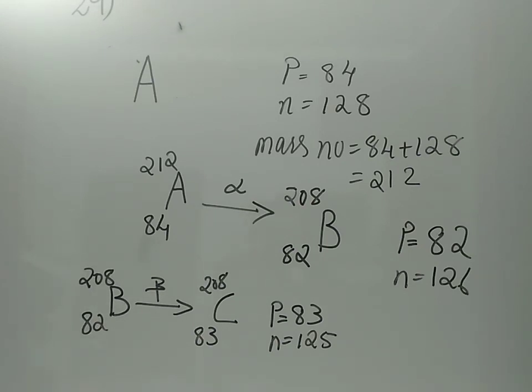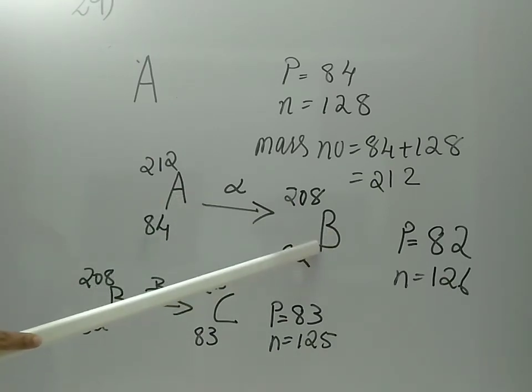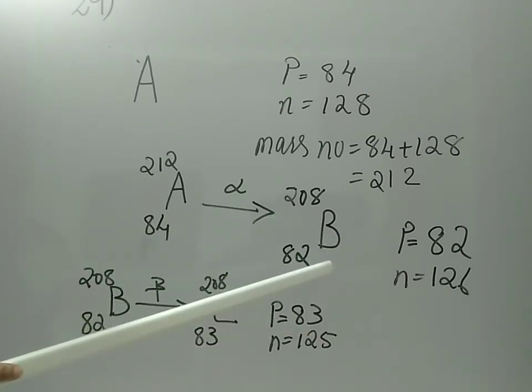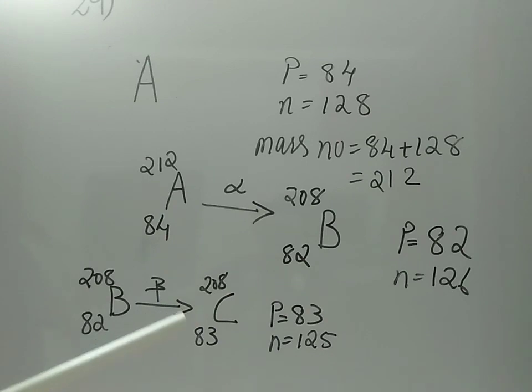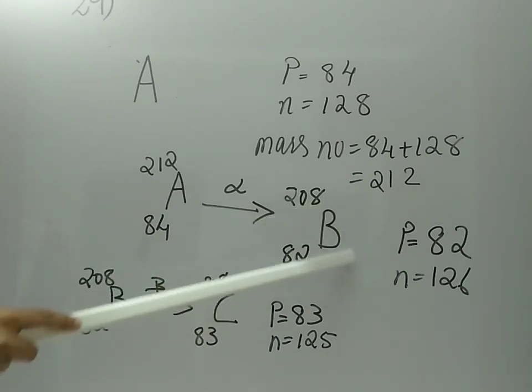An atomic nucleus A is composed of 84 protons and 128 neutrons. So the values of protons and neutrons are given. The nucleus A emits an alpha particle and transforms to B. It is not beta, it is B. Simply, A changes to B by alpha emission. What is the composition of B?